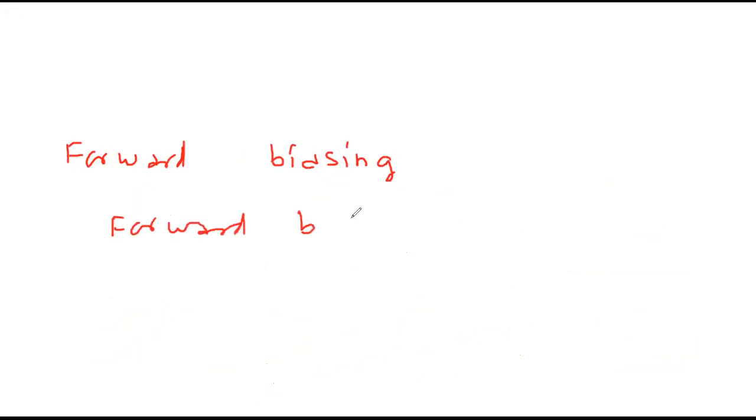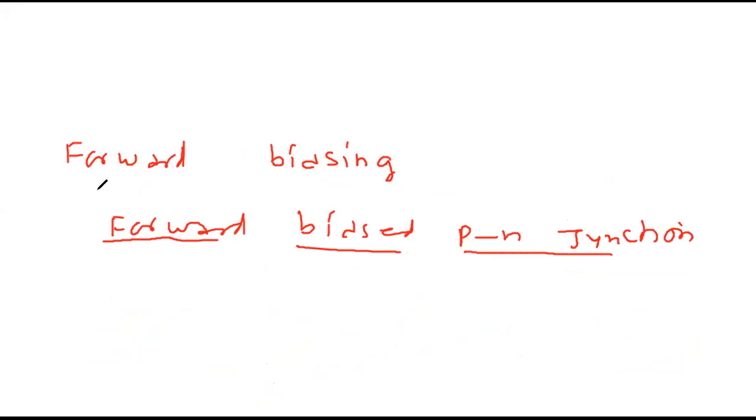Then I explained to you what is the meaning of forward biasing. Forward biased PN junction. What is the meaning of this? So, the working of a forward biased PN junction is an 11th standard topic. थोड़ा समझा देता हूँ. इसके ऊपर ही अपना rectifier वर्क करता है.